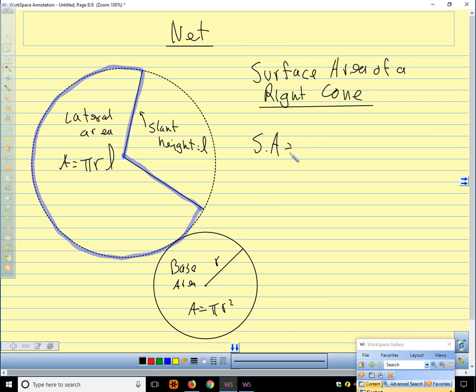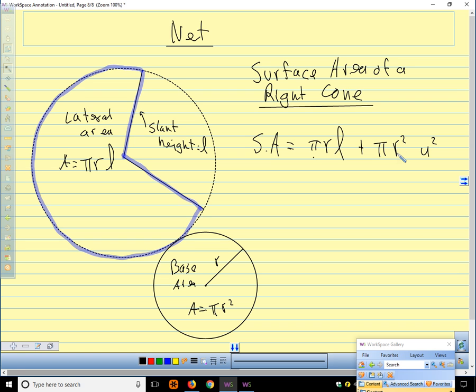We add up the lateral area, pi r L, plus the area of the base, pi r squared. And we get square units. This is the lateral area plus the base area, just like the formula for a pyramid. So we can think of a cone as a curvy pyramid.